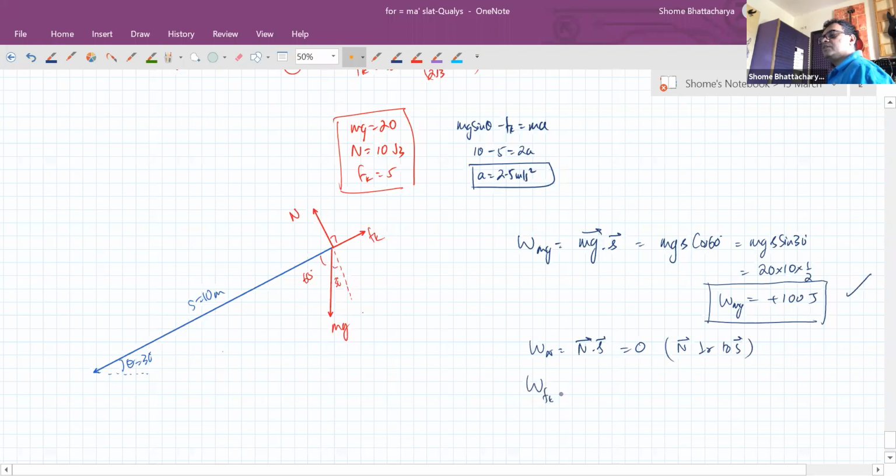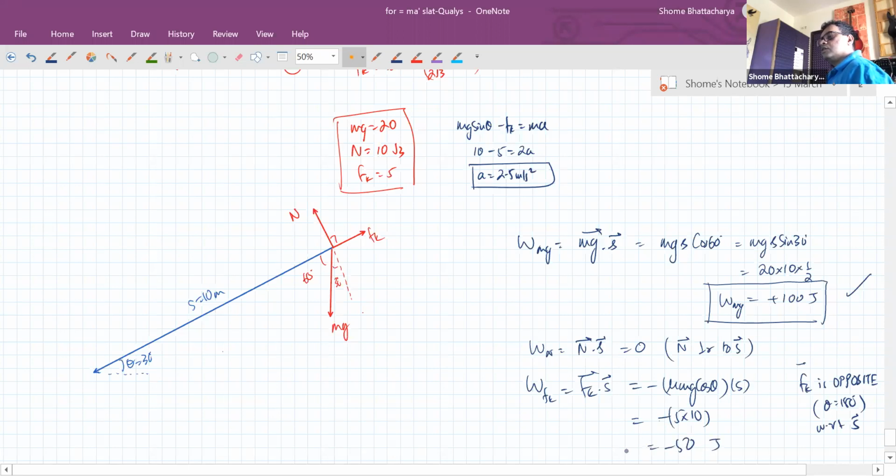And work done by friction is also easy. It becomes minus of mu mg cos theta into s, because kinetic friction is opposite, theta equal to 180 degrees with respect to the displacement. So this is minus of 5 into 10, so minus 50 joules. As usual, kinetic friction always dissipates energy. It does negative work because it acts against the slipping.